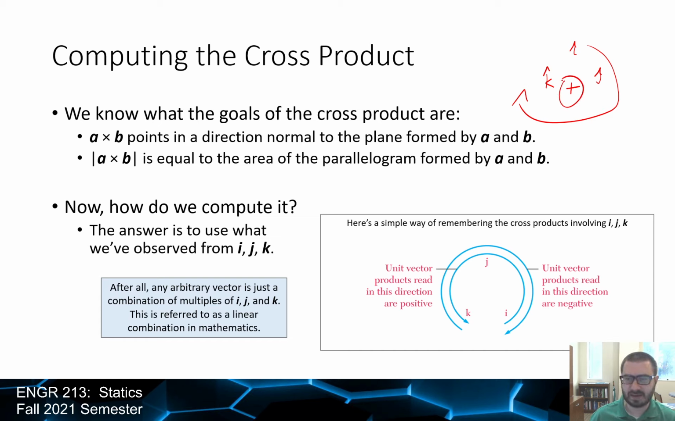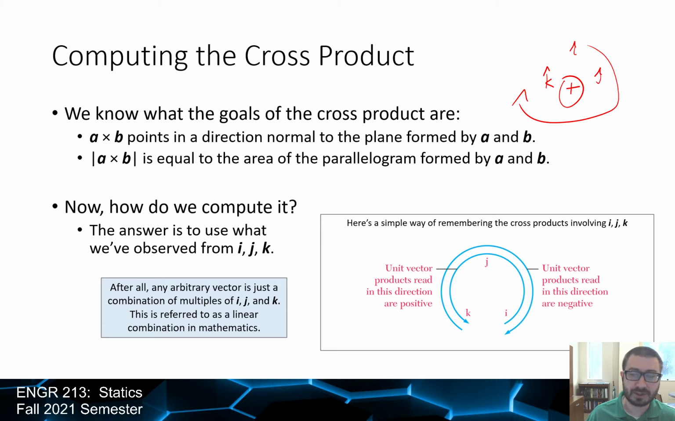The idea is that we draw IJK, and if we're following the circle, then the answer is the positive result. For example, if I do K cross I, I'm following that circular direction indicated here, that clockwise direction. So if I go clockwise along this circle, K cross I is J, and that's a positive answer. If I'm going in the opposite direction, K cross J, that's the opposite direction, so that would be negative I. So it's a simple way of remembering what the cross products are, so you don't have to remember all of these formulas. This is just a little shorthand, and I'll use this here in a second.